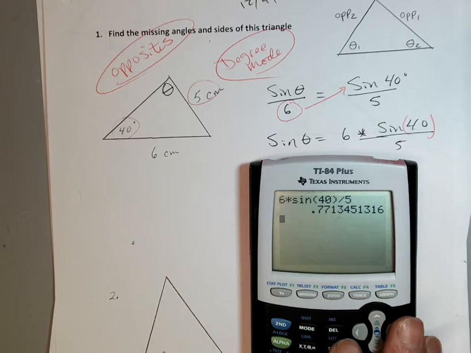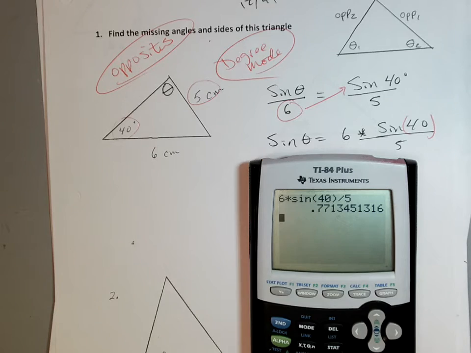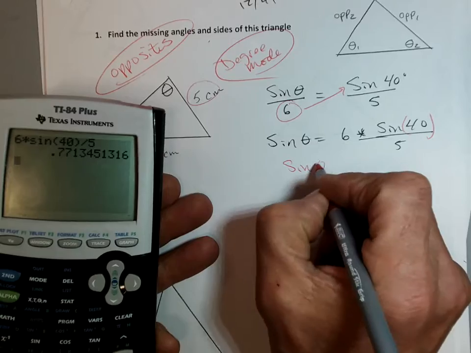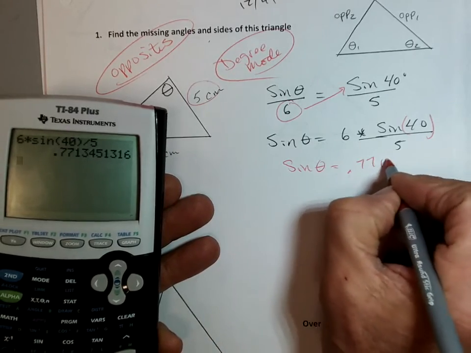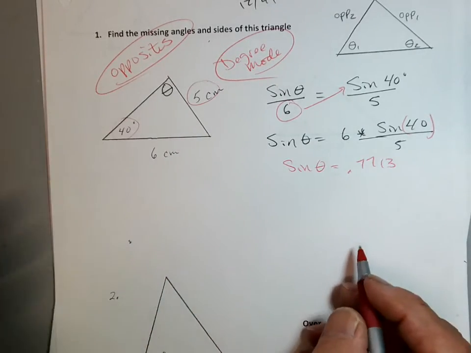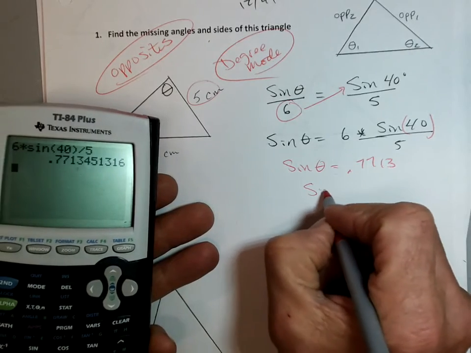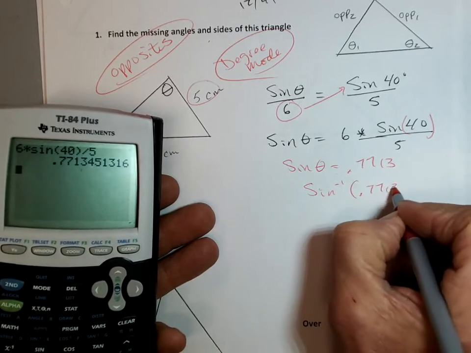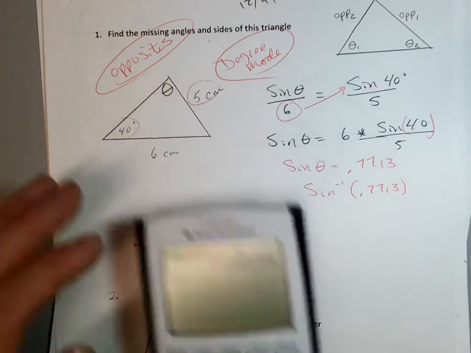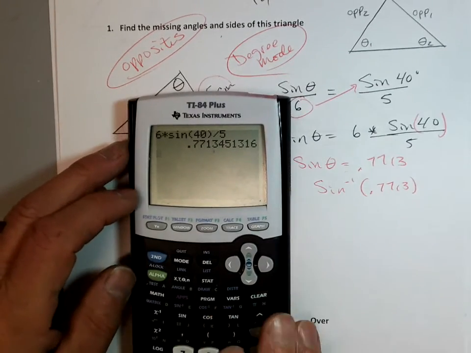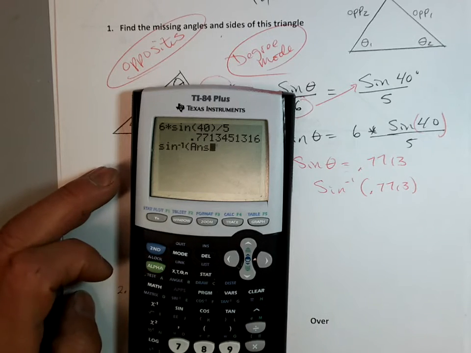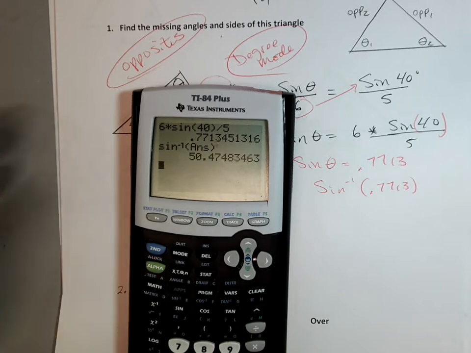That's not an angle. If I want to find the angle, I see I've got sine of theta equals 0.7713. But that's not the angle. So I have to find the sine inverse of that 0.7713. In my calculator, I'm going to go sine inverse of that answer, and I get about 50.5 degrees.